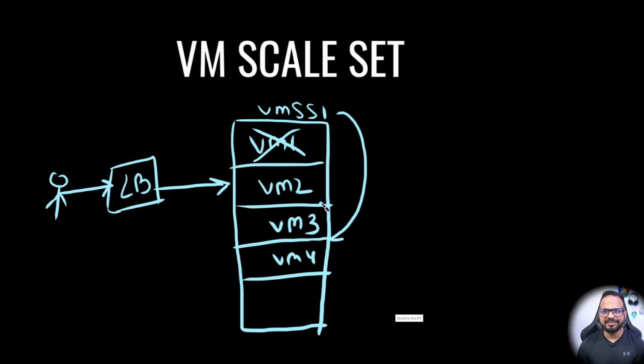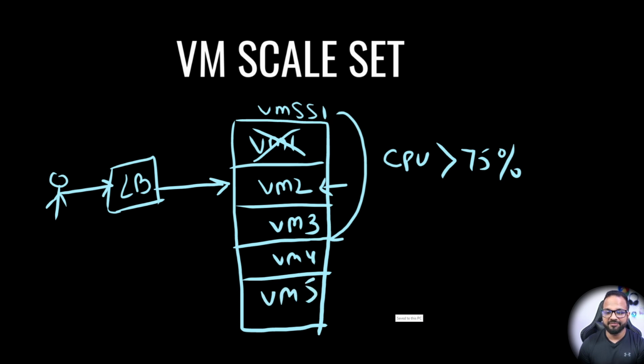So we have already seen scale out and horizontal scaling and vertical scaling in our previous videos. So the same happens over here. Let's say your CPU utilization goes above 75% for a particular VM. Let's call it this one. VM2 reaches the threshold of 75%. Then virtual machine scale set, it will provision another VM, VM5, to balance the load. This process is called scale out.